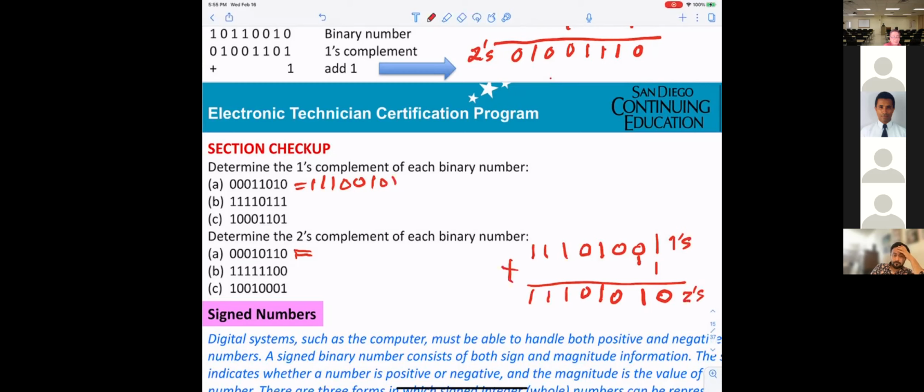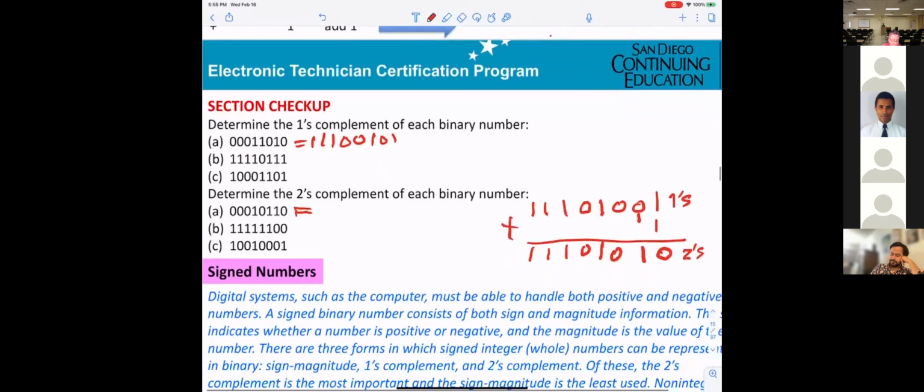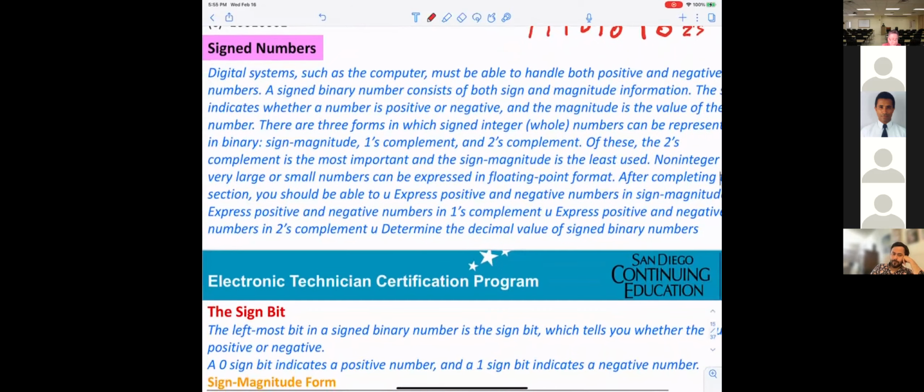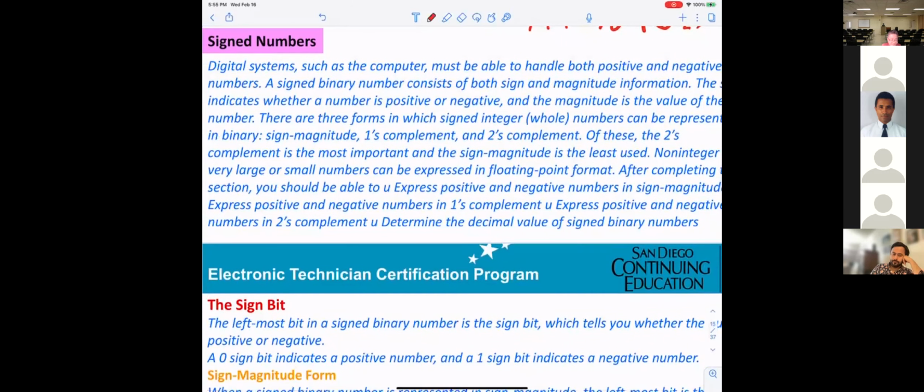Basically, this is just for you to understand how the computer deals with negative numbers in the system. But basically, technicians do nothing with that. Okay. Next one, signed numbers.